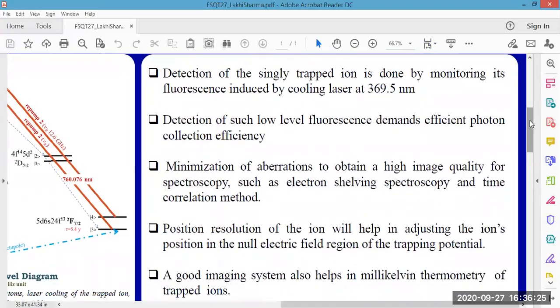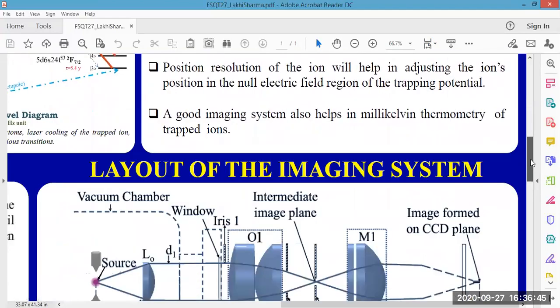Also, once the experiment is set up and the ion has been trapped, this high resolution imaging system is required for various other purposes, like spectroscopy techniques such as electron shelving spectroscopy, adjusting the ion position at the null electric field region of the trapping potential, or millikelvin thermometry.